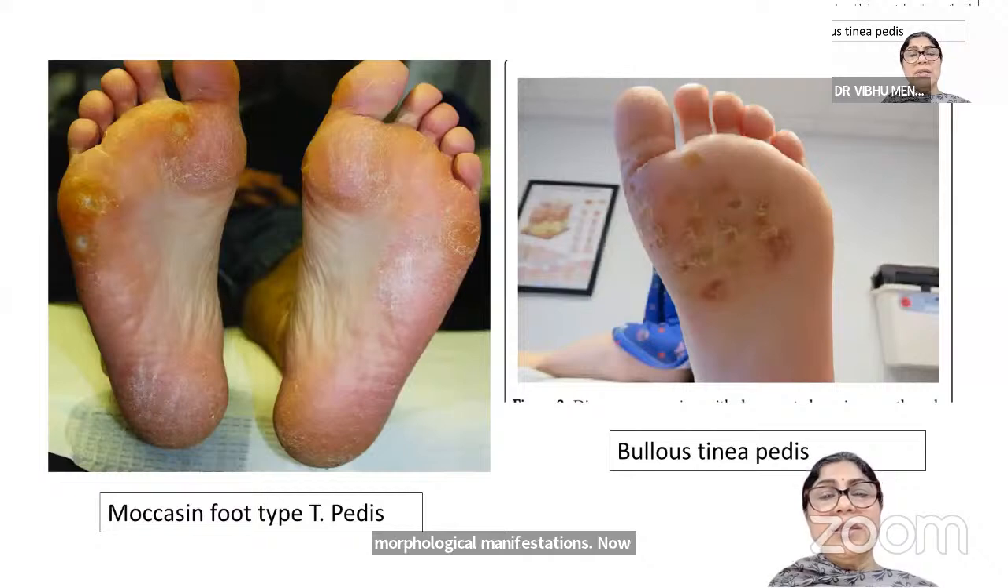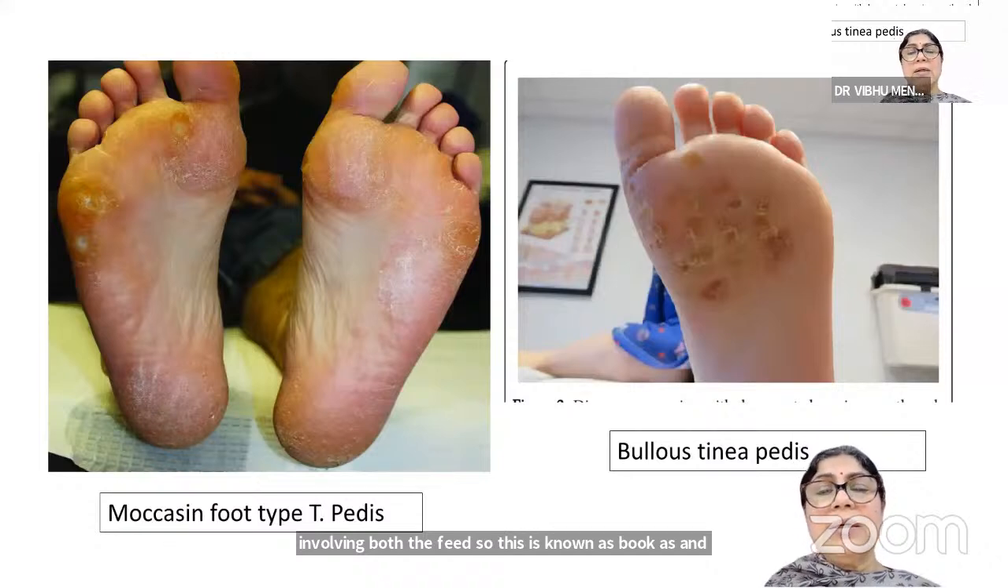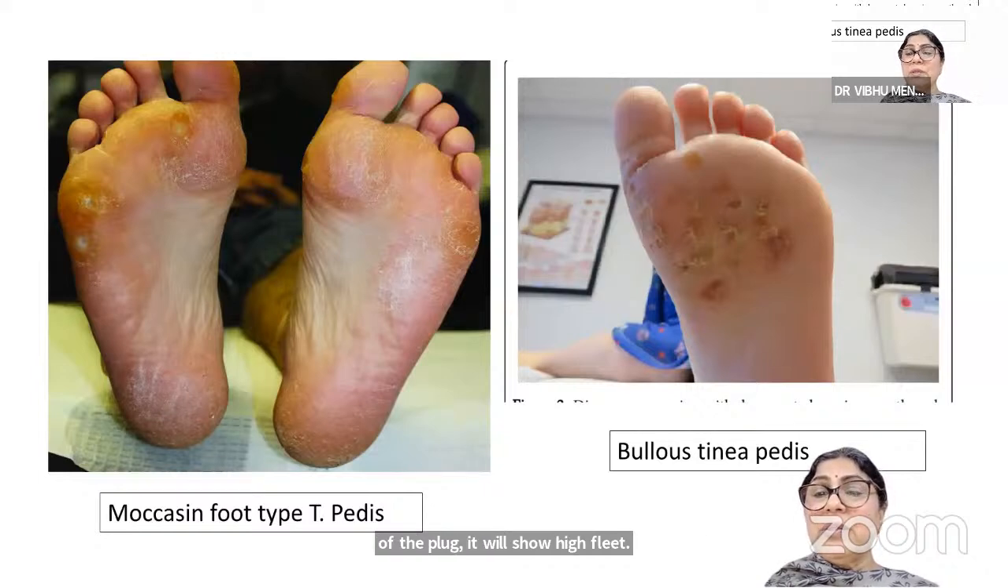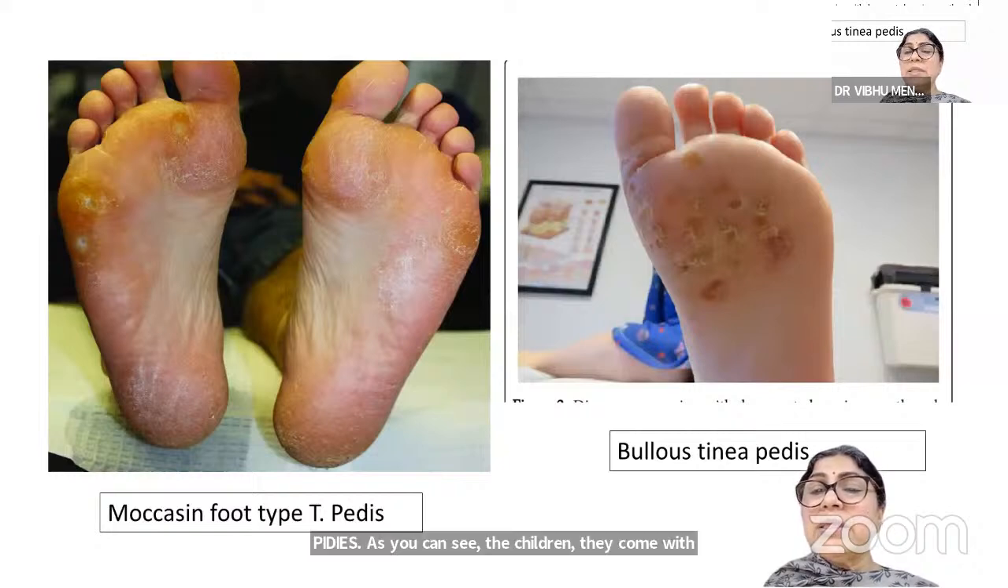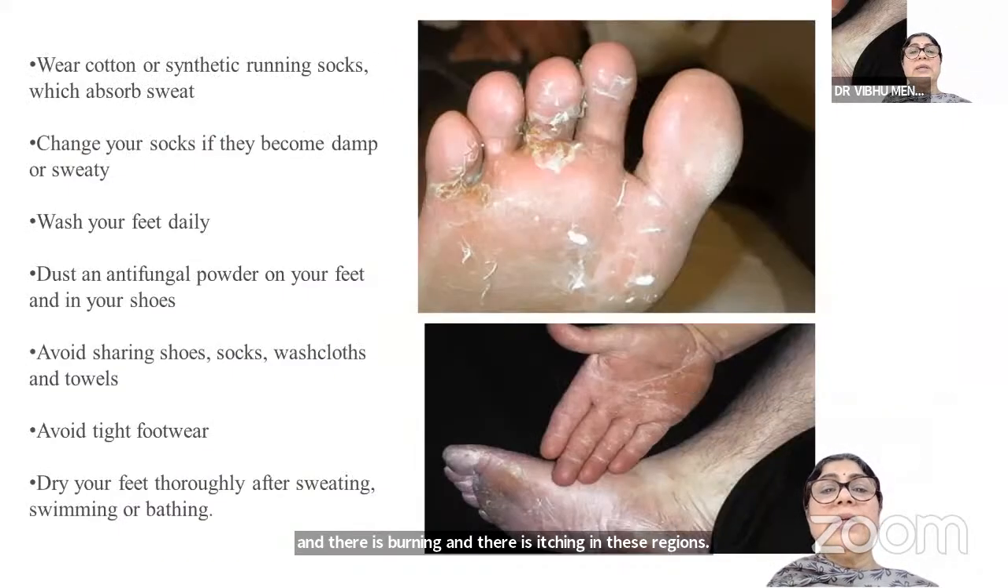Now, here you see that there is erythema around the sole of the feet, along with scaling involving both the feet. So this is known as moccasin kind of tinea pedis. If we do a KOH from the scaly portion of the plaque, it will show hyphae. Then there's another variety of tinea pedis, which is known as bullous tinea pedis. As you can see, the children come with multiple dense, deep-seated blisters, which heal with desquamation and scaling, and there is burning and there is itching in these lesions. So these are the three manifestations of tinea pedis.